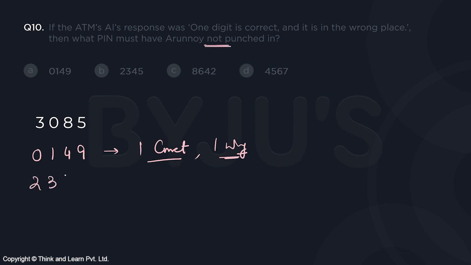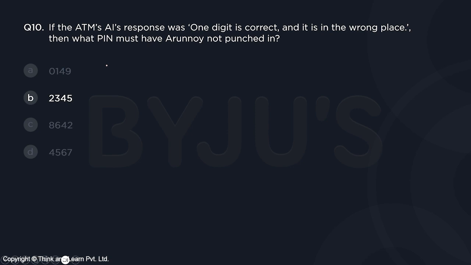Let's talk about 2, 3, 4, 5. In 2, 3, 4, 5, I see that 2 digits are correct, right? Whereas we want a response of 1 digit is correct. So this is definitely not punched in. So my answer is option B, which is 2, 3, 4, 5.